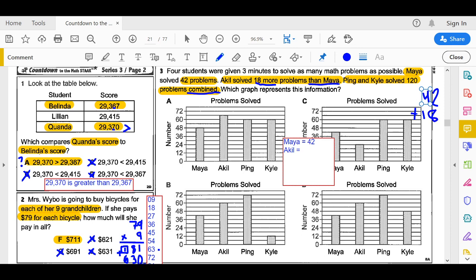Right there, we have these two numbers. 2 plus 8, that is 10, so 0, and I carry 1. Make sure you carry the number so I can see the box there that you carried. 1 plus 4 is 5, and 1 more, that is 6, okay? So the answer for Akil should be 60, as we can see it right there. So Akil has 60, and then I know that Ping and Kyle, the two of them, have 120 combined. I don't know the exact number for each of them, but I know that there are 120 combined.